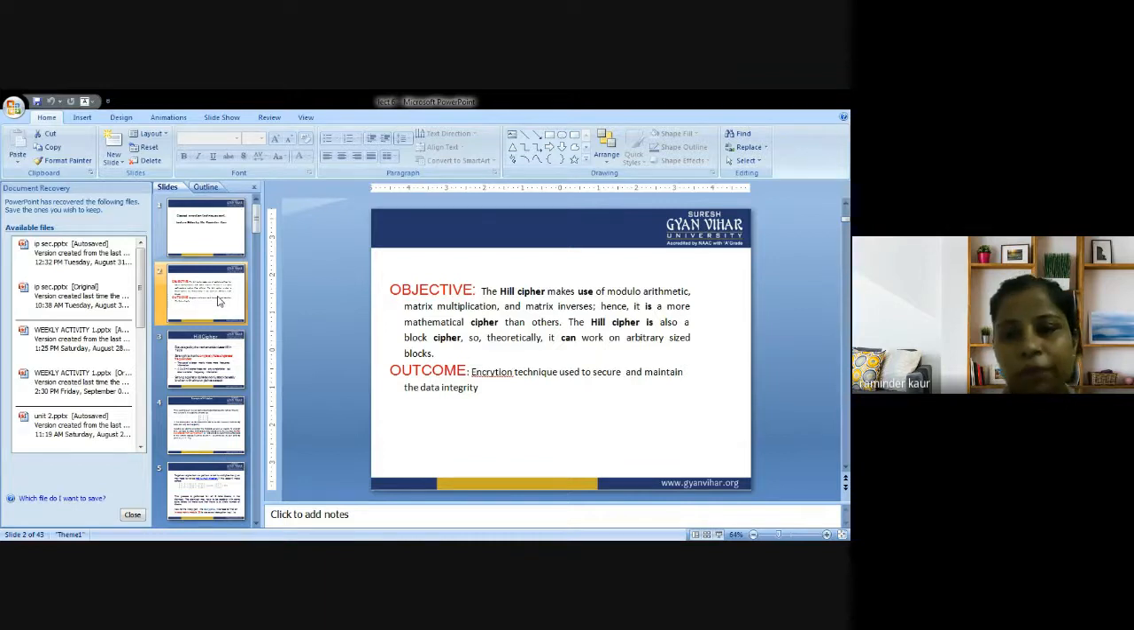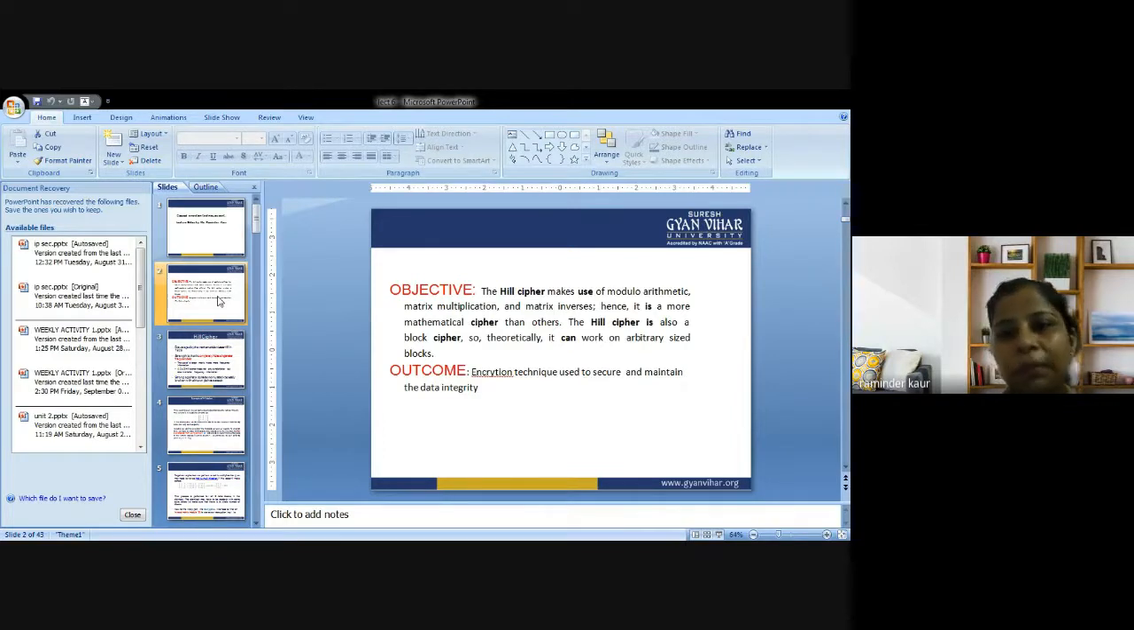So the Hill cipher. As the name implies, the Hill cipher makes use of modulo arithmetic. As I told you earlier, cryptography is based on mathematical concepts. We are supposed to use various algorithms here, and in order to use them, we need to deal with various concepts of mathematics like matrix arithmetic, modulus, matrix multiplication, and matrix inverse. So these are some mathematical things that we are going to use when dealing with the Hill cipher as well: modulo arithmetic, matrix multiplication, matrix inverse.